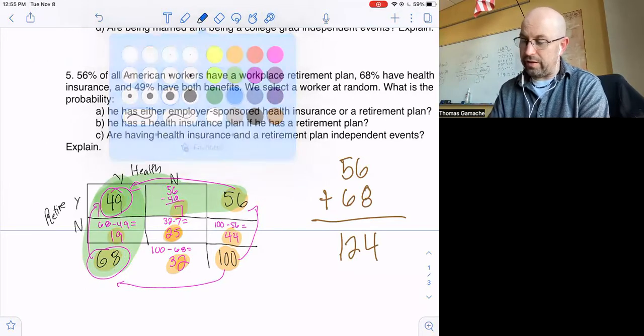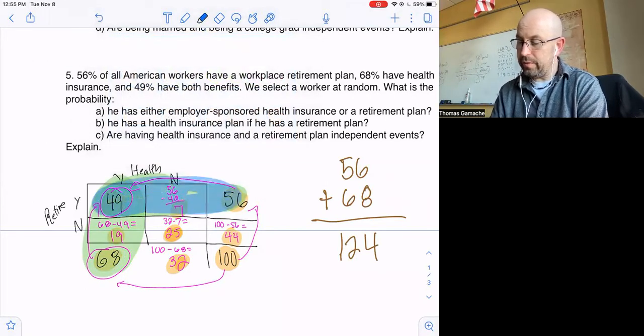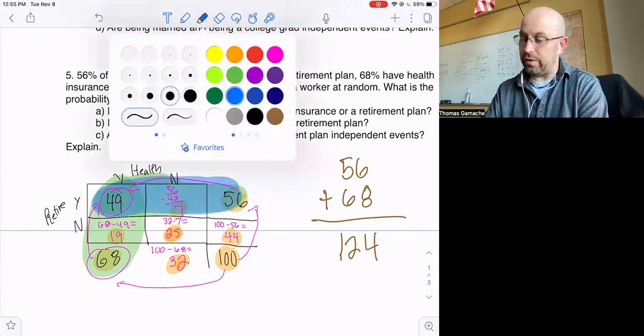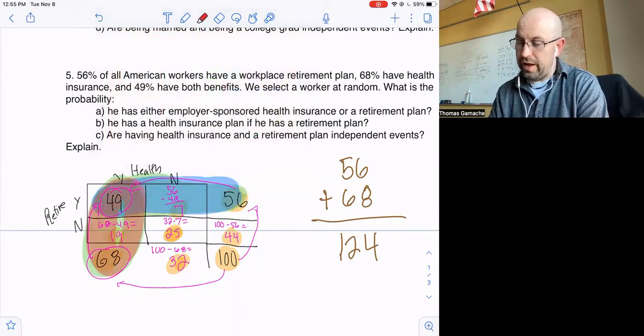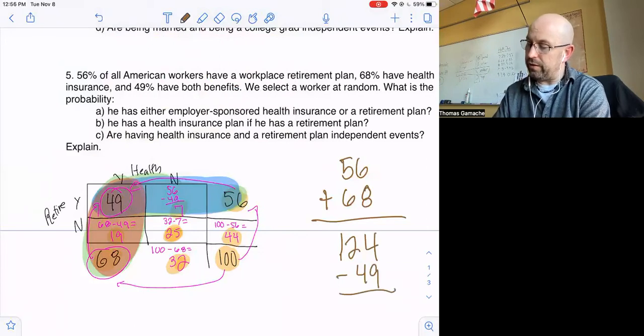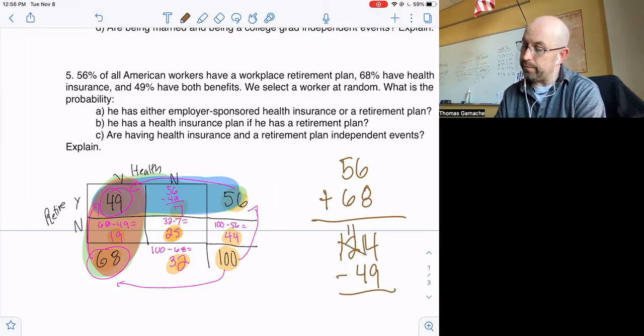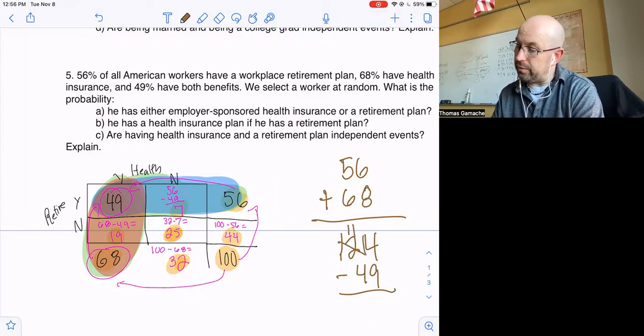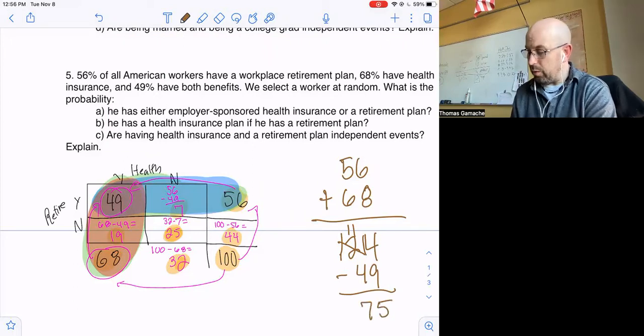Every time I did that, I did these people. And then I'll use another color. These people. Hey, 49 got colored twice. I'm using them both times. Why? Because he answered yes both times. So if I take away 49, that'll give me my final answer here of, let me do some quick math. That will give me, why am I drawing blanks here? Hey, 75. Cool, that works.